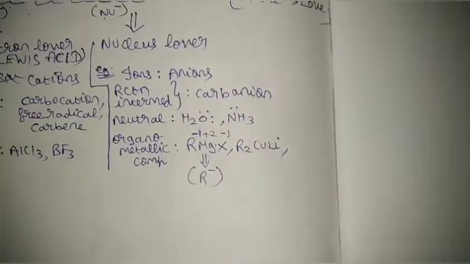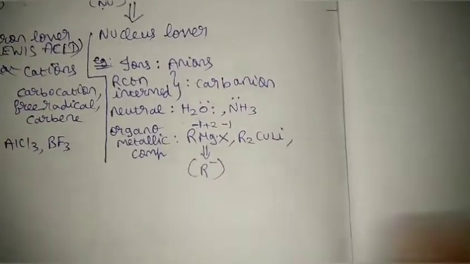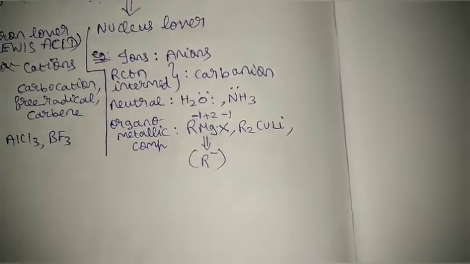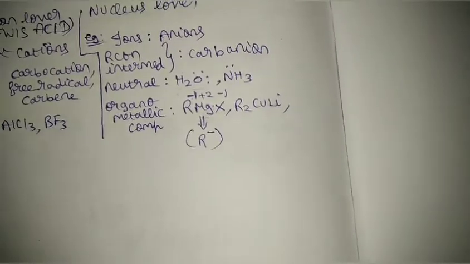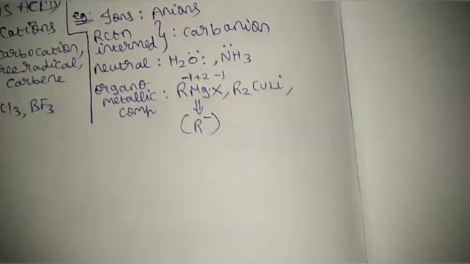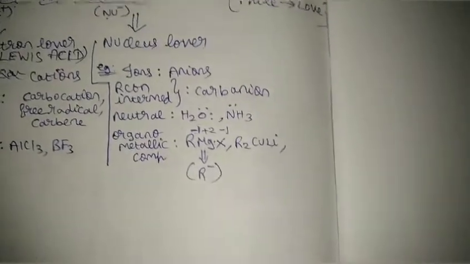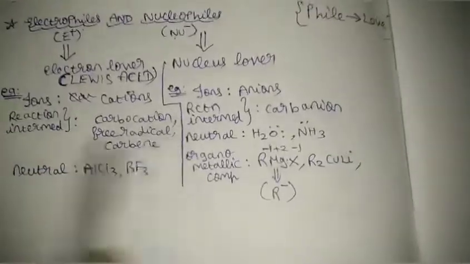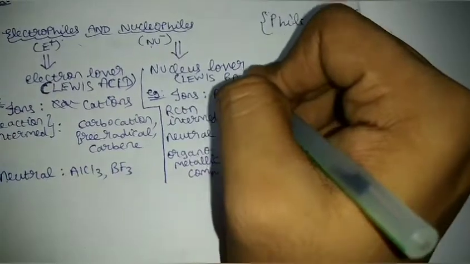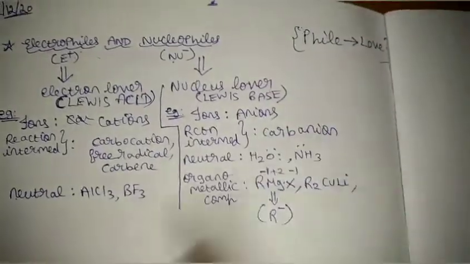So R minus you can take and react it with alcohol or water also sometimes, and sometimes carbonyl compounds like aldehyde, ketone. So this can basically donate the electrons, okay. These are what I know, and similarly you can call this Lewis base if you want. So basically these electrophiles and nucleophiles combine together, okay.